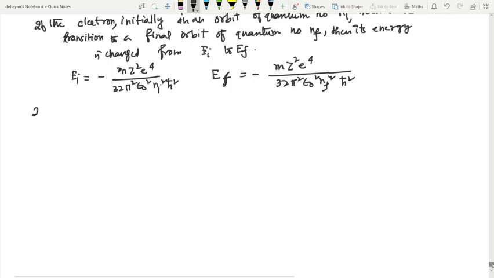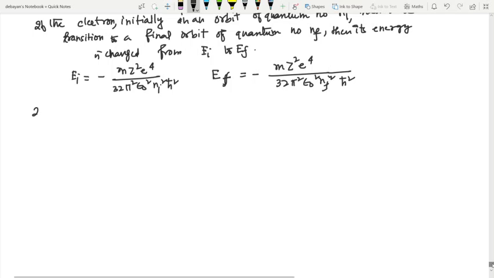And if we want to find the frequency of the emitted radiation, ω by 2π, that should be Z² e⁴ / (64 π³ ε₀² ħ³) times (1/nf² minus 1/ni²). That we will get. This is some equation, I forget the number, so I am just writing it.